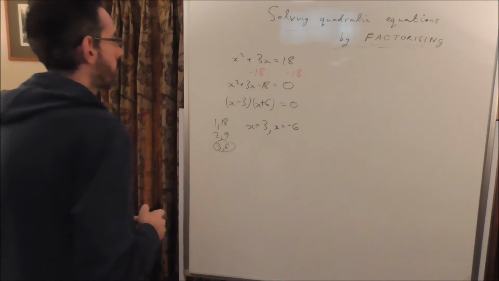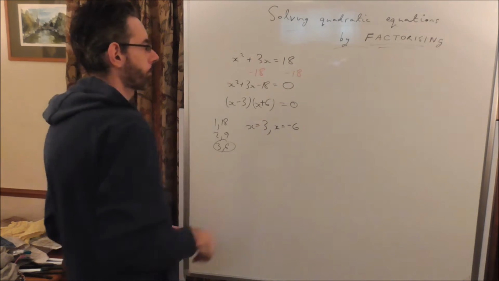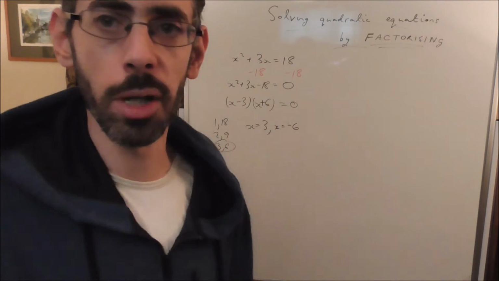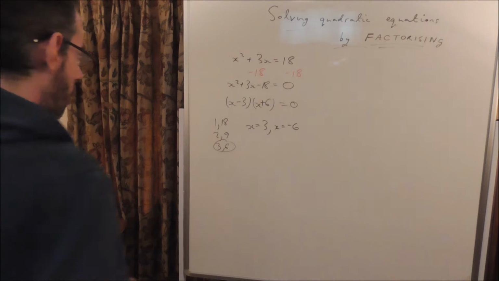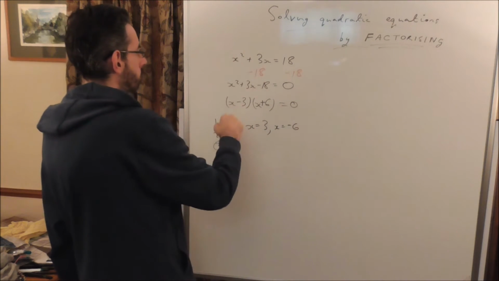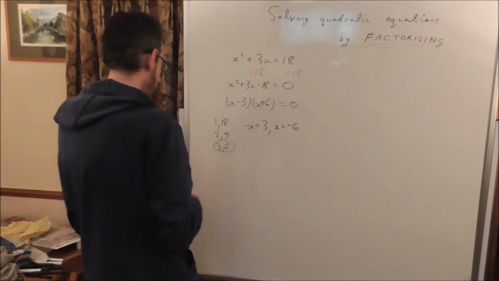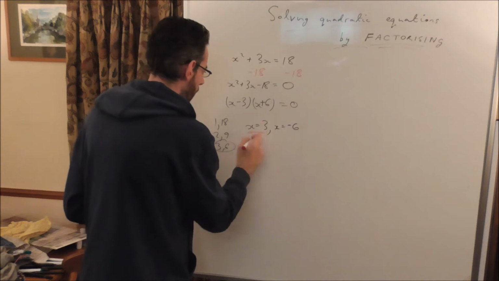Now it's a good idea often to check that the solutions work in the original equation, just to check that you haven't made a mistake. So let's just do that. Let's just check 3 as a solution. 3 squared is 9. 3 times 3 is 9. 9 plus 9 is 18. So 3 works. 3 is a solution.